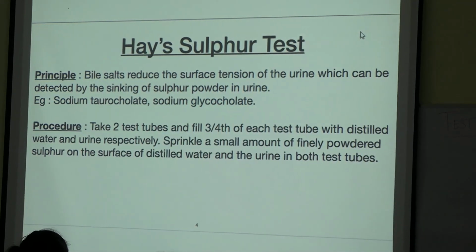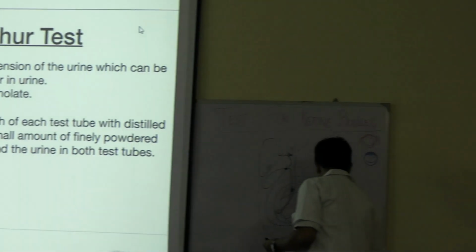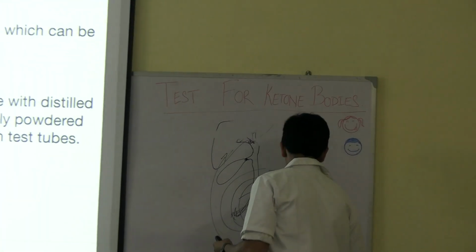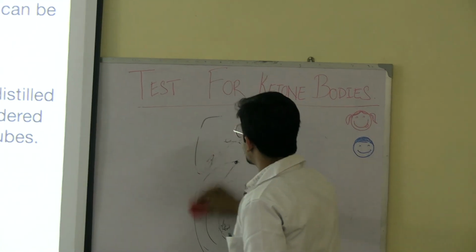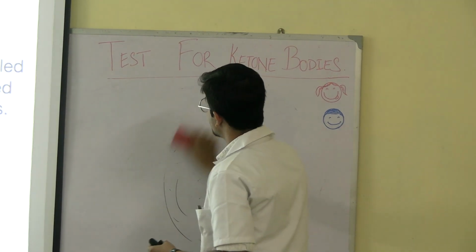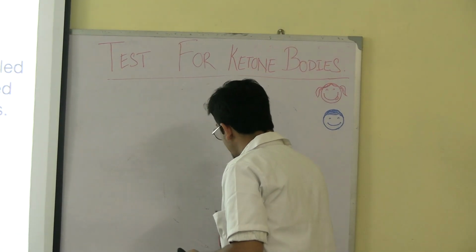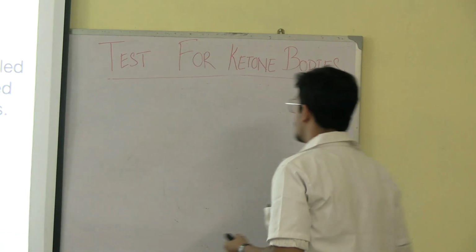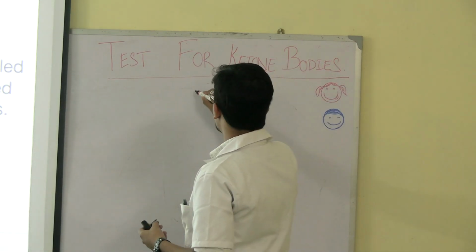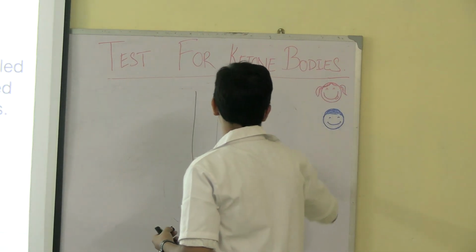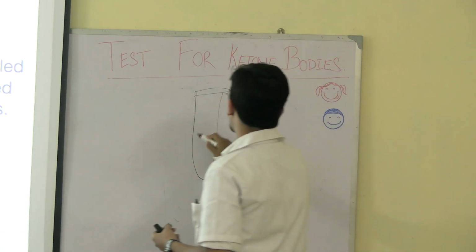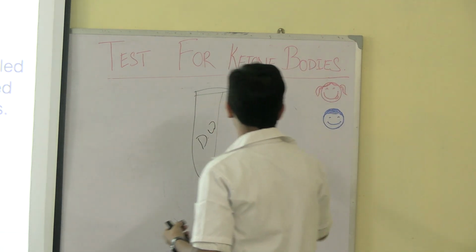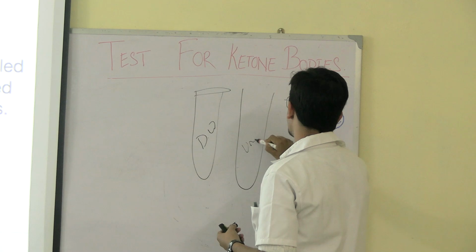Everybody see here, we will take two test tubes. Till now, whatever test we were doing, we were doing in one test tube. We are taking the urine sample and doing the test, and depending upon whatever results come, we come to the conclusion, right? We are not using any control till now. So over here we will take two test tubes. In one test tube we will take distilled water, in another test tube we will take urine sample.